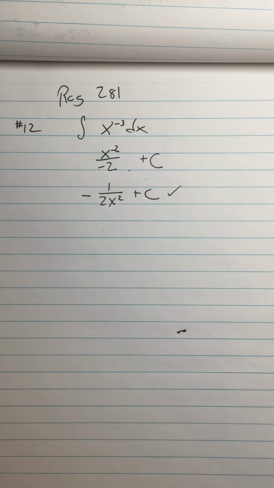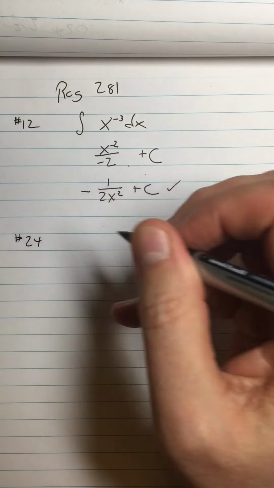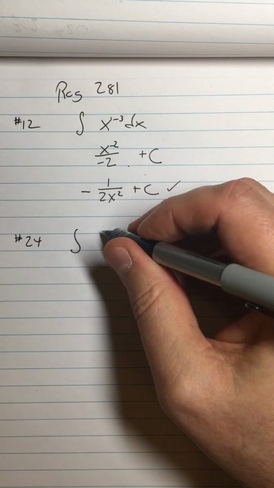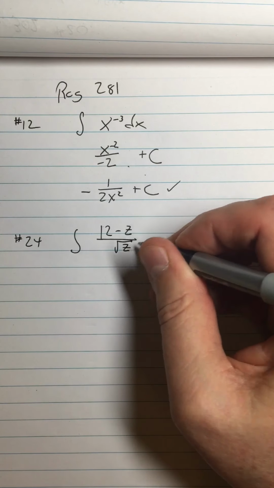So, do we got time to do another one on this video? We've got 5 minutes, 30 seconds. I think we can do that. Let's do number 24. So I wanted to point out that some of them are a little weird. So number 24 has 12 minus z over square root z dz.